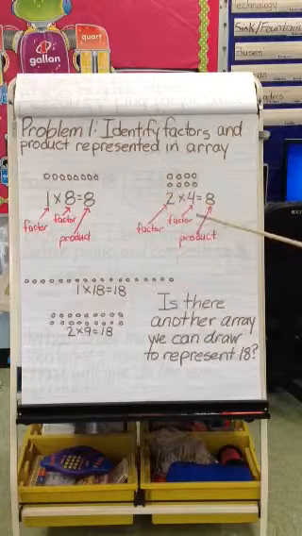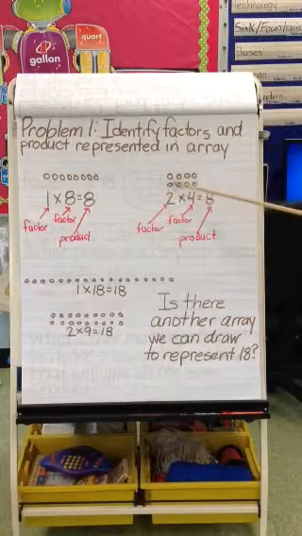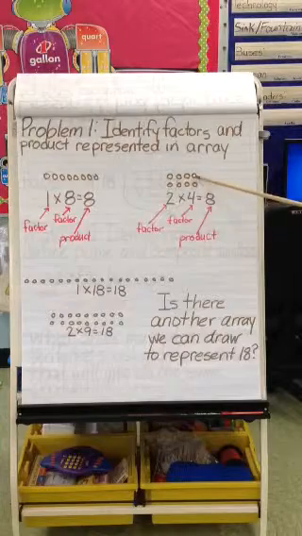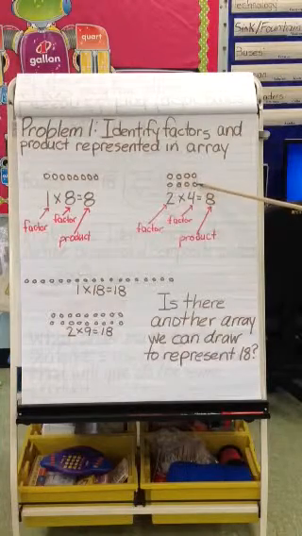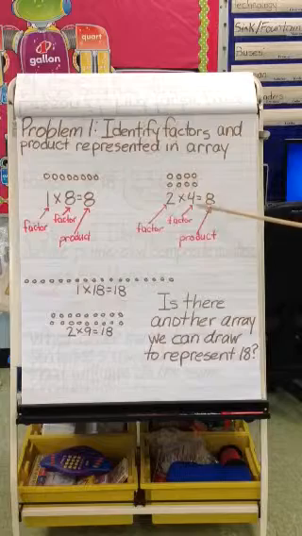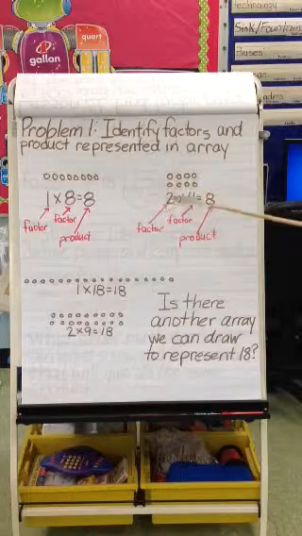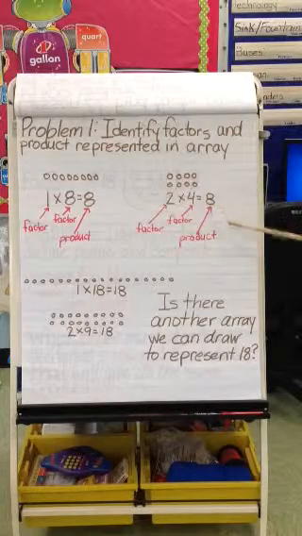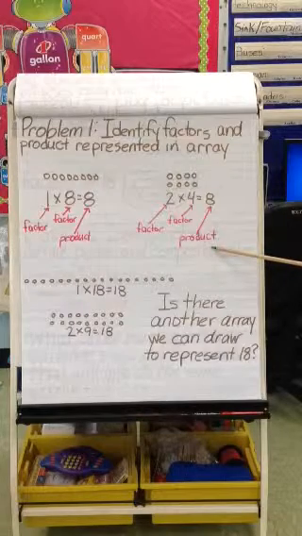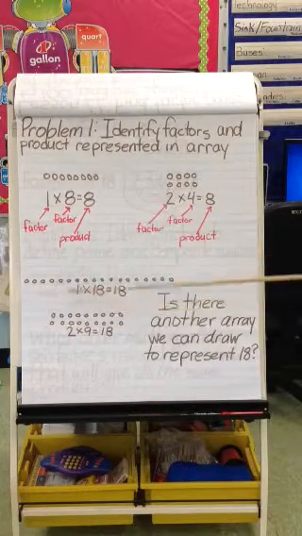Let's look at this one. We have 1, 2, 3, 4, and then our second row we have 1, 2, 3, 4. 2 times 4 is 8. 2 is a factor of 8. 4 is a factor of 8. 8 is the product.